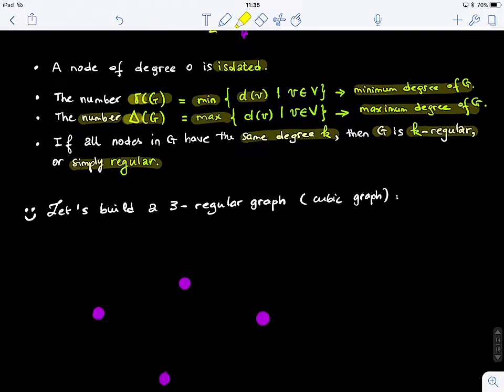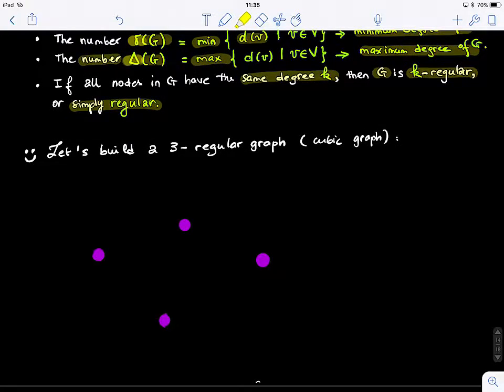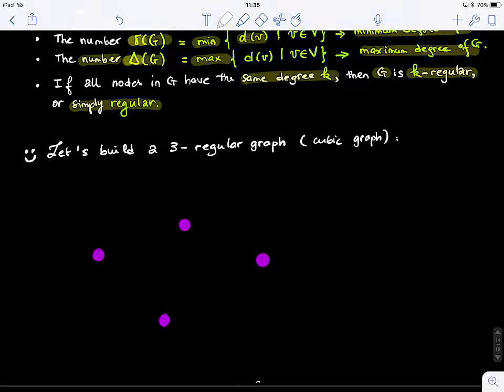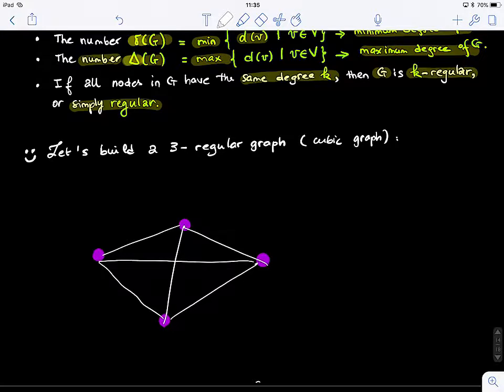So let's build a 3-regular graph here. What does this mean? It means that each node has only 3 connections. So 1, 2, 3. This one is quite easy, right? And then I need to add this. And actually, it turns out for this case, it's 2 things, right? How can you call this graph? It's 3-regular, but it's also a complete graph, okay?